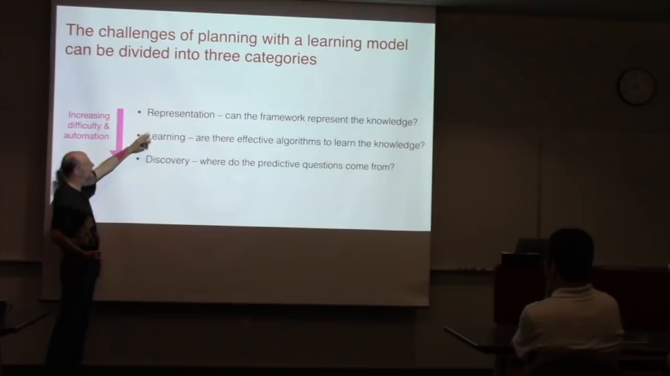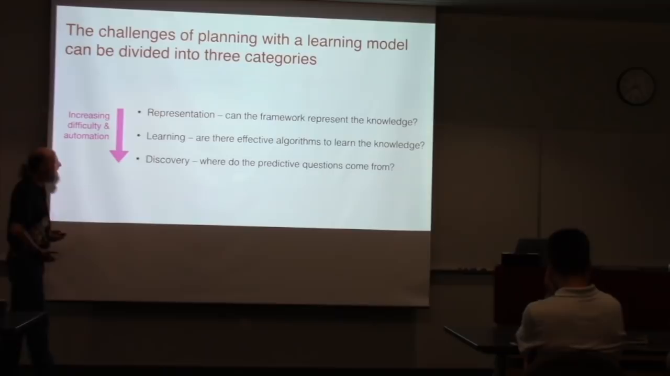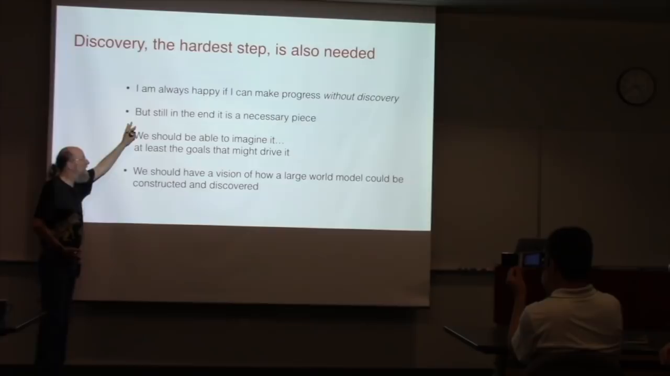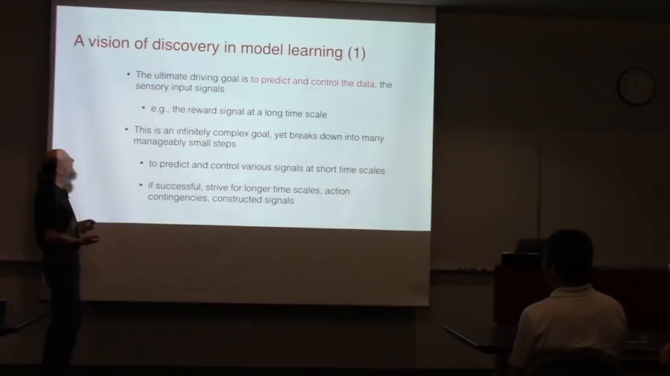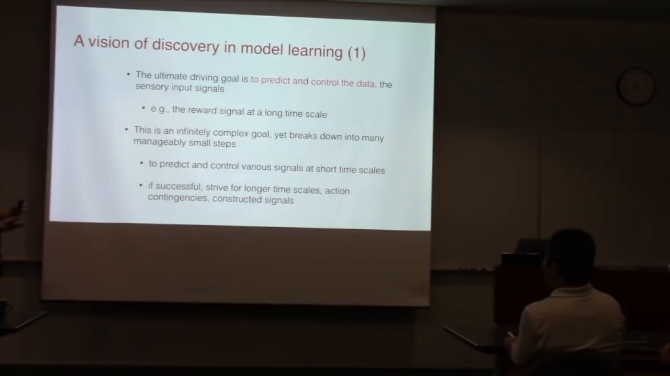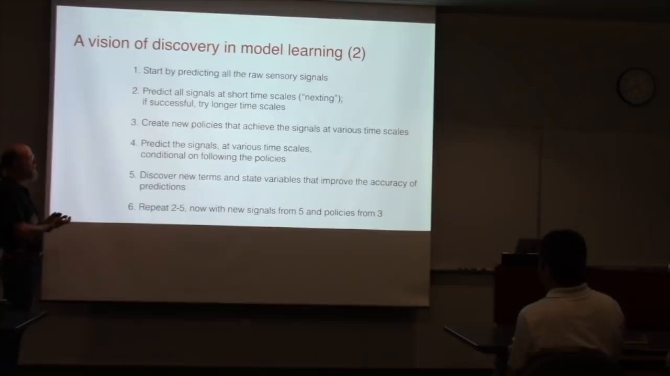Let's see, can we represent knowledge in this framework? So the last step I usually try to avoid is discovery. I'd like to make progress without it, but in the end you need to do it. I have a vision of how it might be done, but I don't really have time to do it. Basically it's some way of ordering the questions: first you ask about the bare things, and then you create policies to achieve those things, and then you repeat with the new terms and the new policies that you've created.